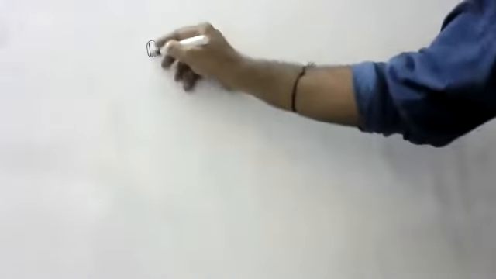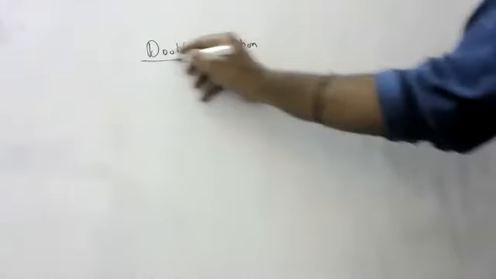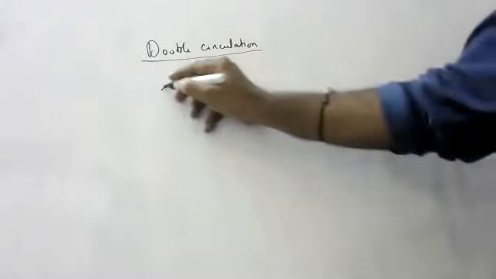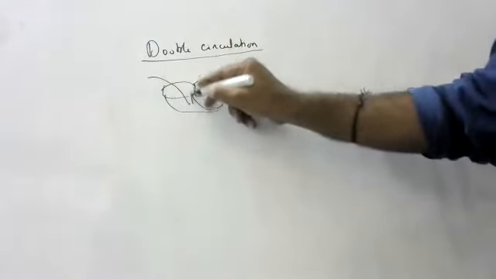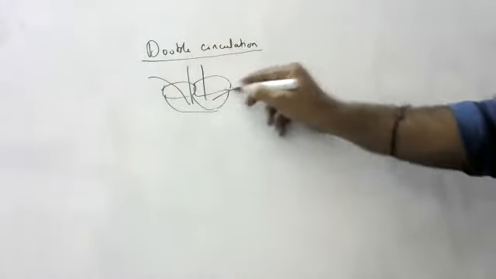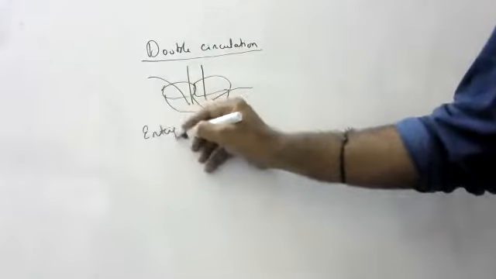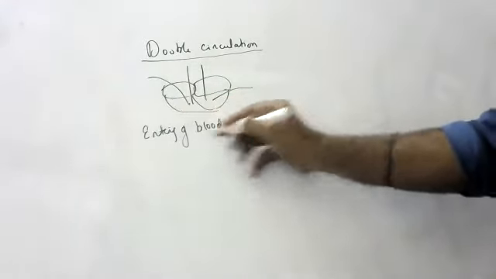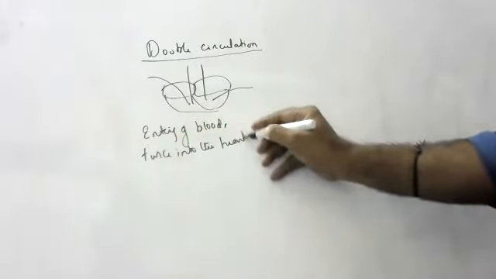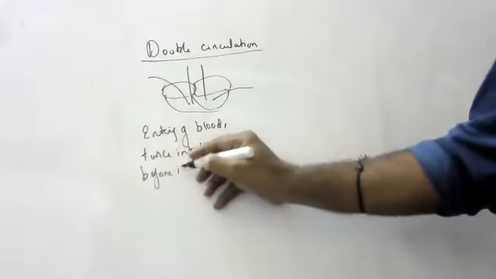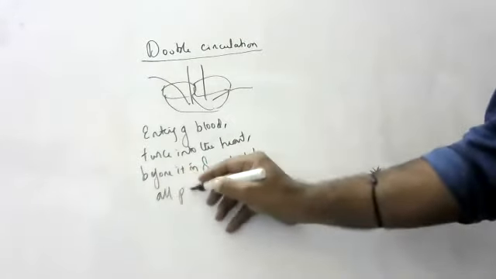Children, what is meant by double circulation? Normally, this is the heart. When blood comes into the heart, it goes to the lungs, comes back to the heart again, and then goes to all parts of the body. So, there is entering of blood twice into the heart before it is supplied to all parts of the body.